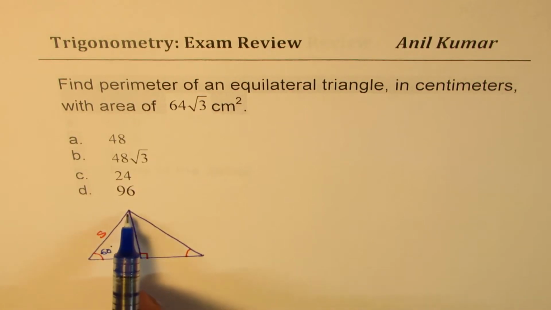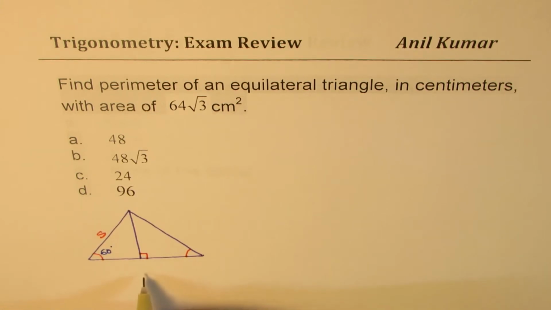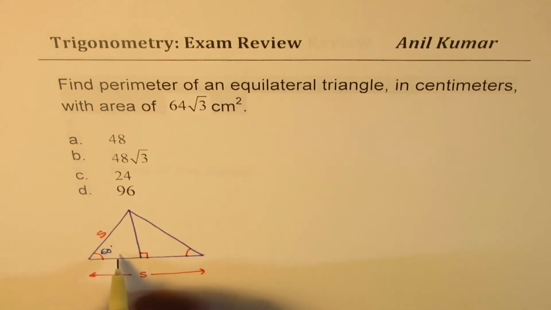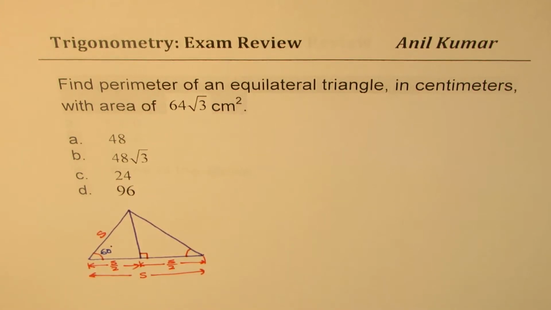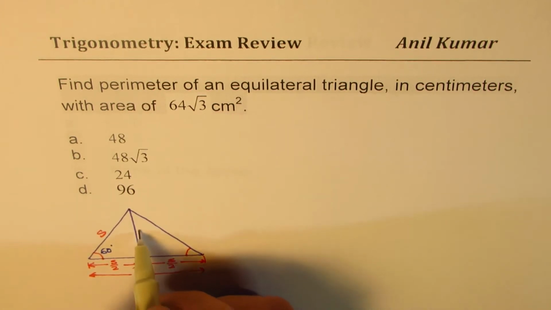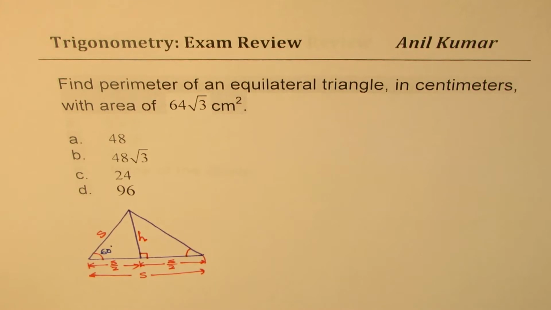Now if I take S as my side length, then S is the base. And if you look into this small triangle, each side is half of S, since the altitude divides the base into two equal parts. Now we need to find this height h. What should be the height?